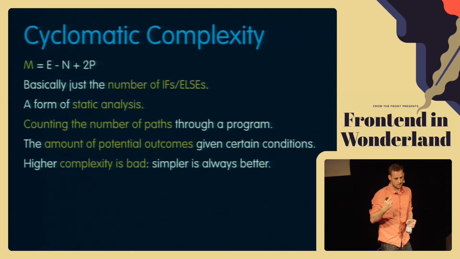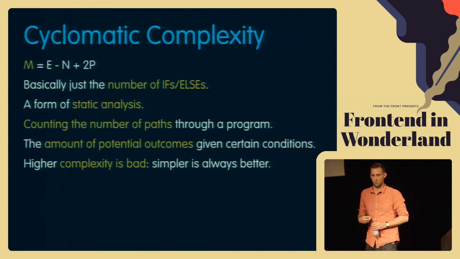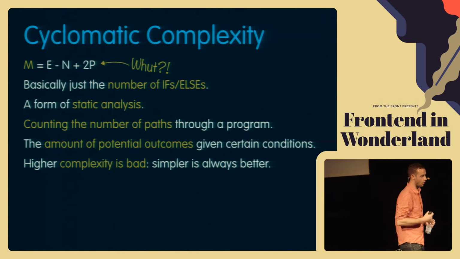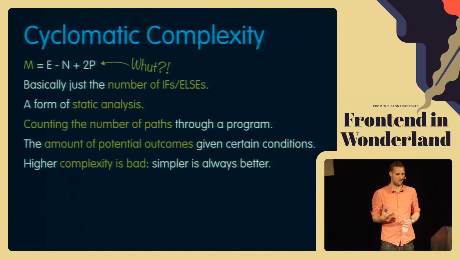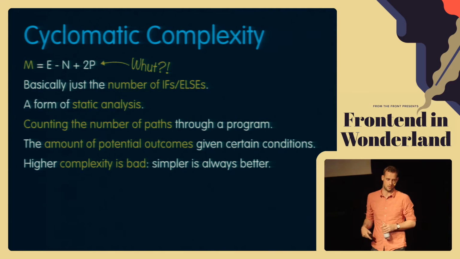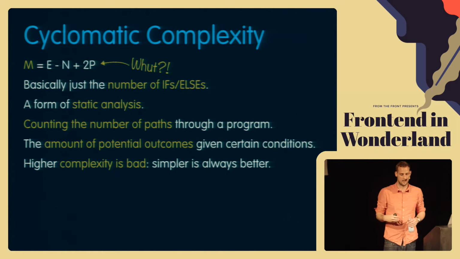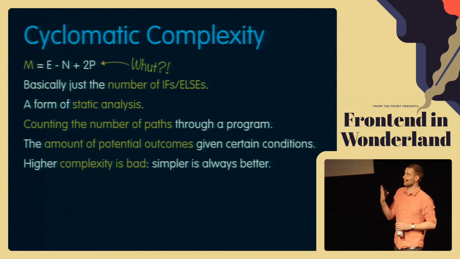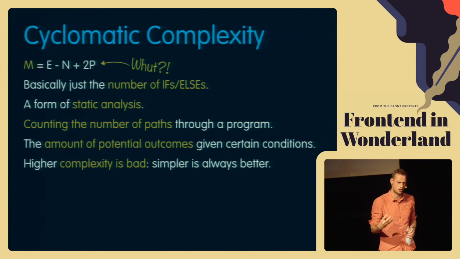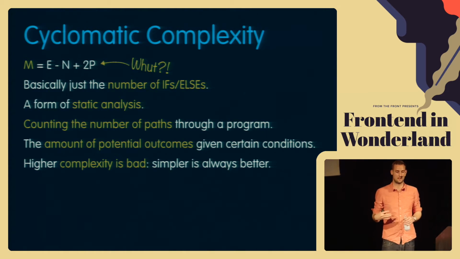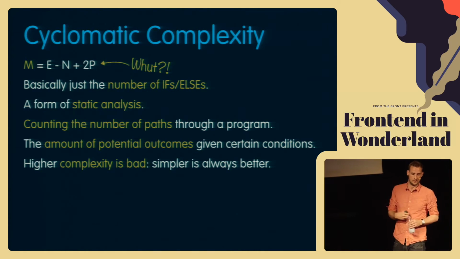There's a function or an equation for working out cyclomatic complexity. I've got no idea what it does. All I really care about is that it counts the amount of paths through a decision tree. We can apply this to CSS quite simply. It's the number of ifs and elses. The higher the cyclomatic complexity, it comes out as an integer. The higher that integer, the worse we're doing. So we want a lower cyclomatic complexity. We want a smaller value.